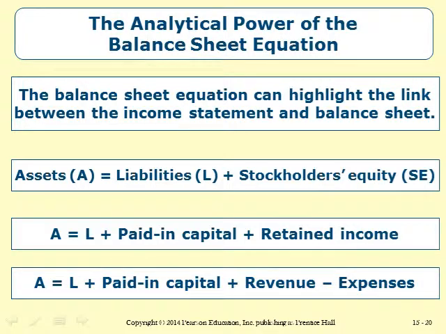Or we can say that assets equal liabilities plus paid-in capital plus revenue minus expenses. And so revenue minus expenses is essentially the definition of retained income. So as we move down the page, we're simply breaking out the parts of the balance sheet into a more granular form.